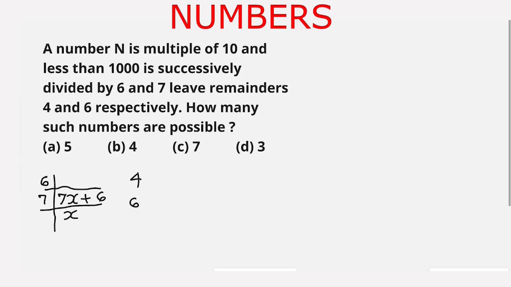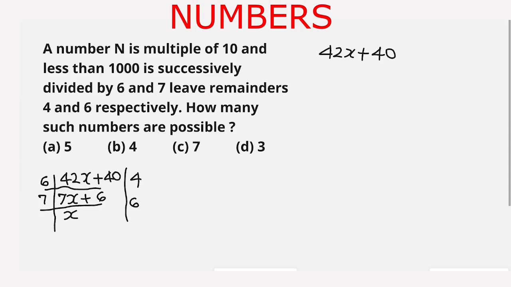This number 7x plus 6 is dividend for divisor 7, but it is quotient for 6. So the original dividend is 6 multiplied by 7x plus 6 plus 4. So 7x times 6 is 42x plus 6 times 6 is 36 plus 4 is 40. So the number becomes 42x plus 40.